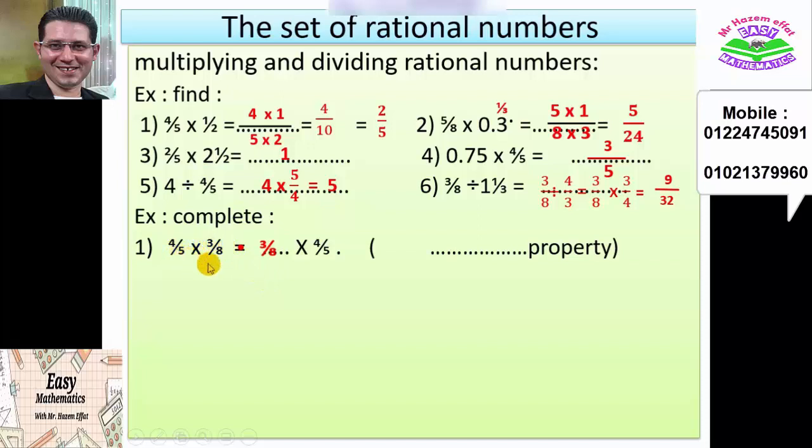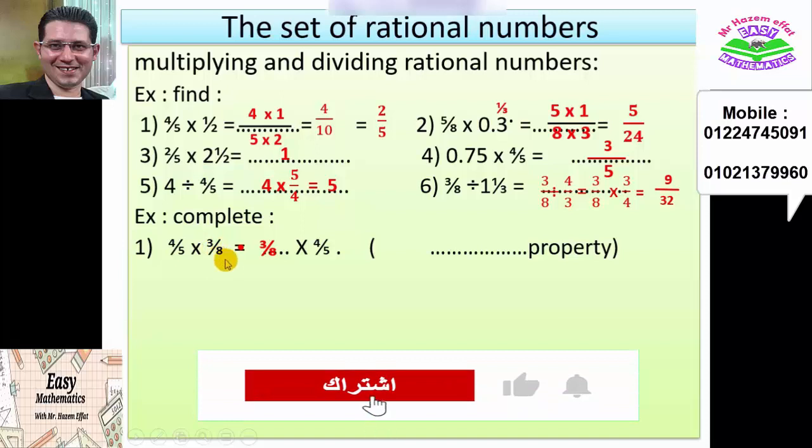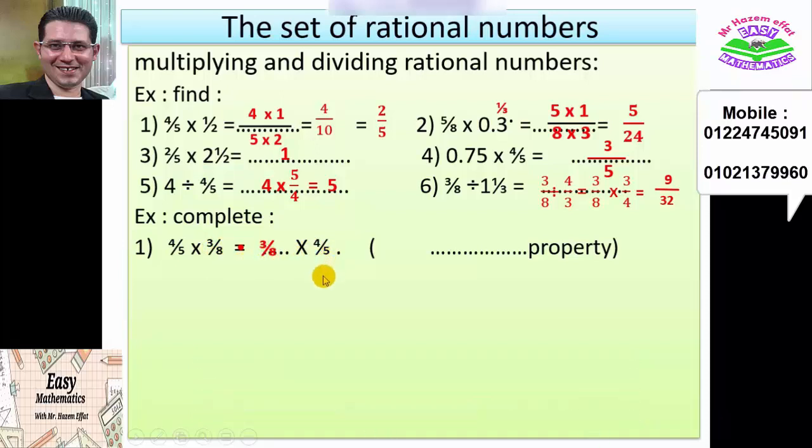What about the name of this property? When we change the places of the fractions, you know that 4 over 5 multiplied by 3 over 8 is the same result if we multiply 3 over 8 by 4 over 5. So the name of this property we have studied before in addition. It will be, yes, commutative. It's called the commutative property.